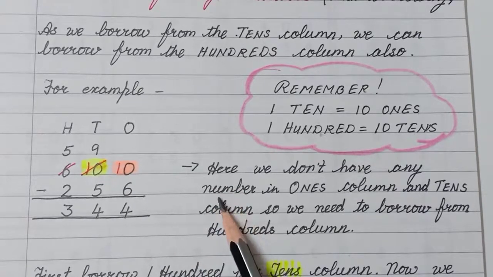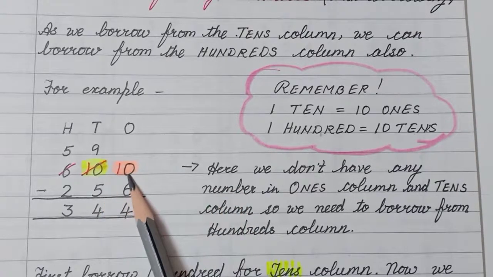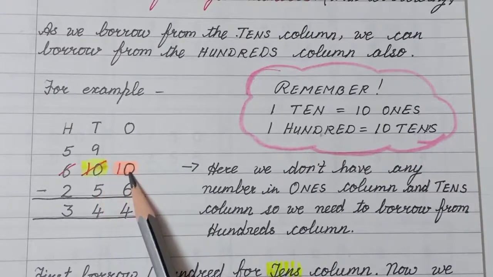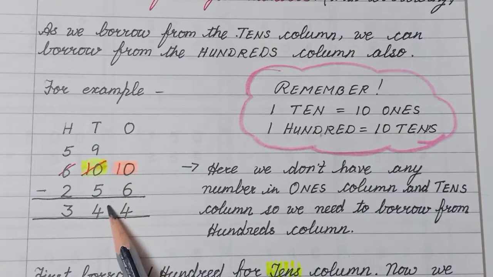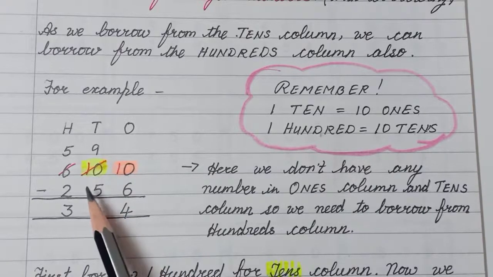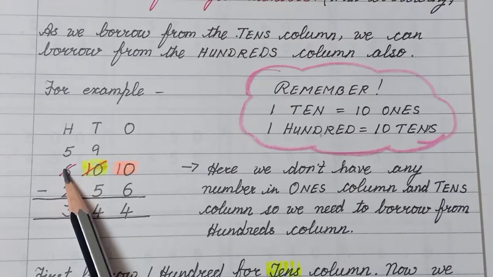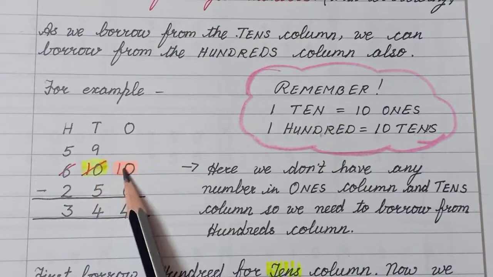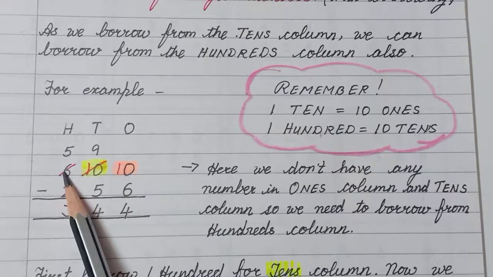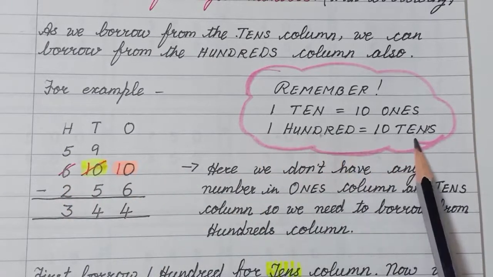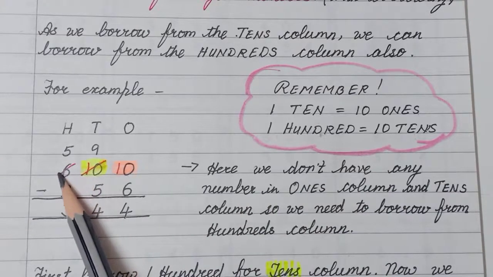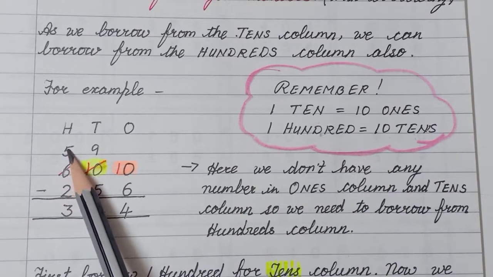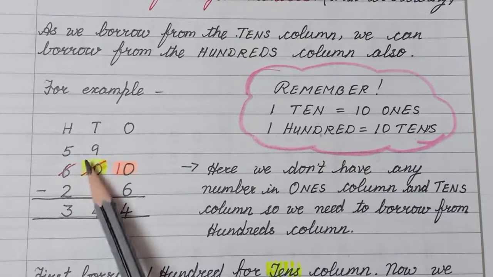Here we don't have any numbers in ones column and tens column because they both are 0. This one is the carried one. So we need to borrow from the hundreds column because there are no numbers, so we will borrow from 100 because 100 has 10 tens. So put a cross. 6 minus 1 is 5. Now this has become 10 tens.